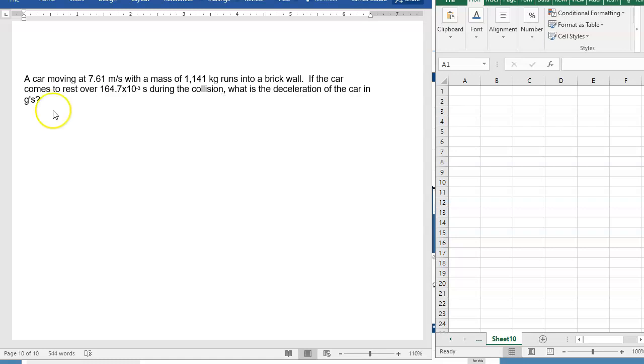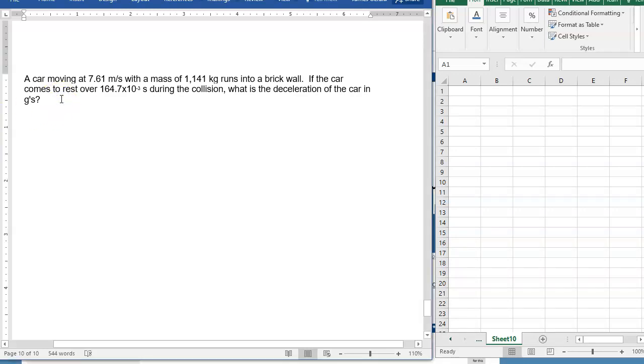Well, first of all, we know this is about change in momentum, or the impulse. The final momentum of this car is 0, right? And the initial momentum of this car is just mv. So we have the mass, we have the velocity, and so we know the change in momentum is minus mv.